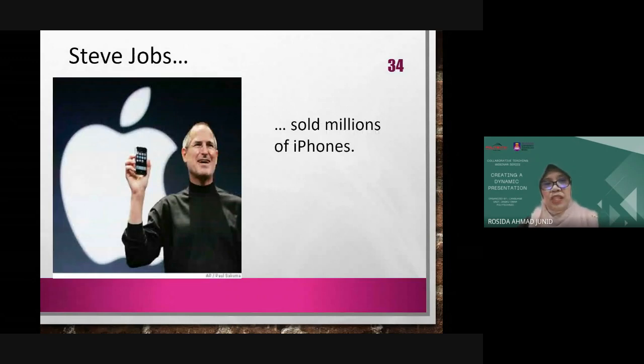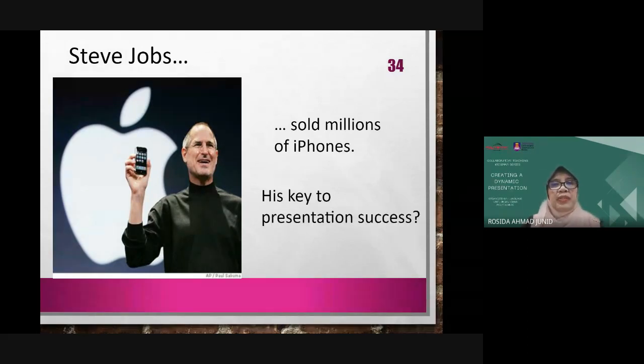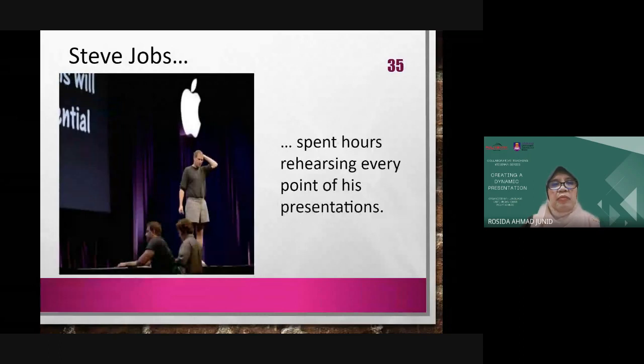Our late Steve Jobs, why did he manage to sell millions of iPhones? We believe it is because he did a good job. His key to presentation success was spending hours and hours rehearsing every point that he presented. So that is one key to how he was able to sell millions of iPhones. Whenever he wanted to do a presentation, he would keep rehearsing.